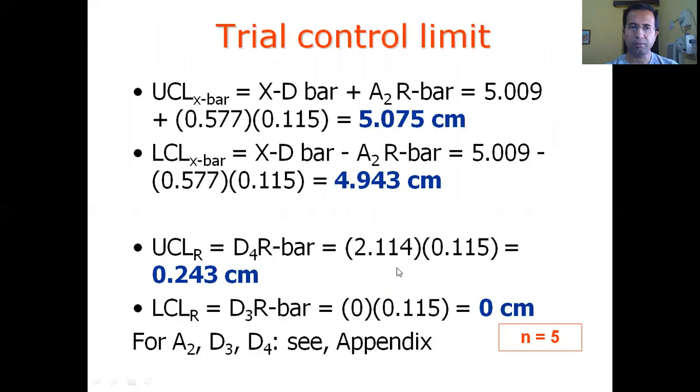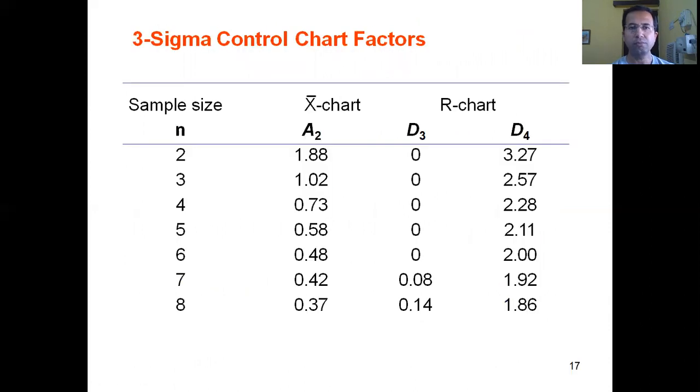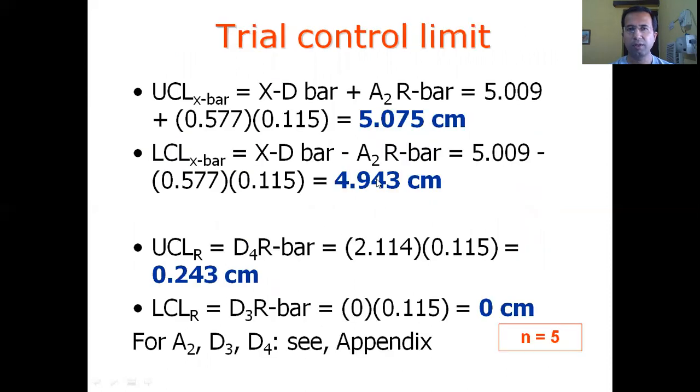Similarly, we do it for the R chart and we find these control limits, and you can get the D3, D4 and A2 values from the table which we have seen earlier. You can see here for sample size 5, the A2 value is 0.58, which we have substituted over here. 5.5 has been rounded off to 2 decimal places.